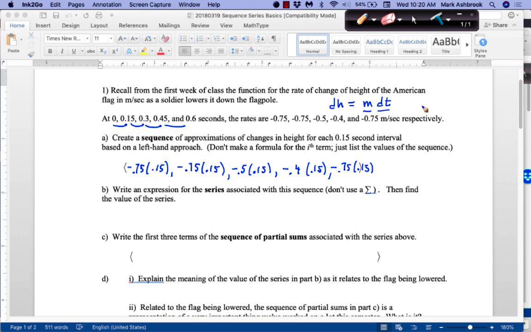It's kind of like delta t. When we did this, it is more like delta t than it is dt. So it's more like m delta t. Okay, so the series then would be what? Whatever you wrote in the sequence, you're just going to take those and add them up.